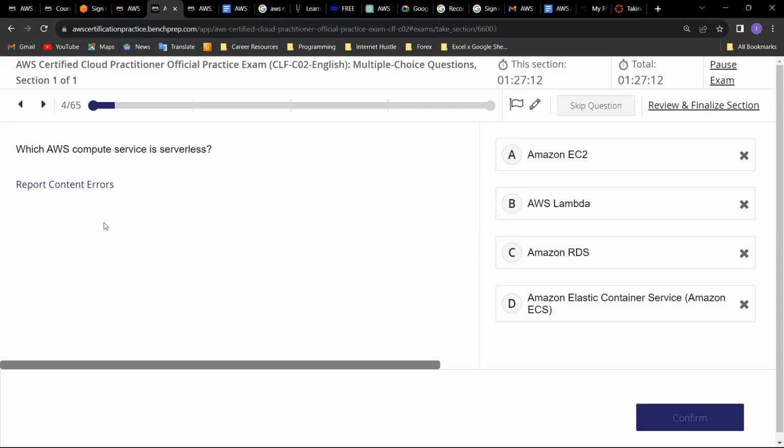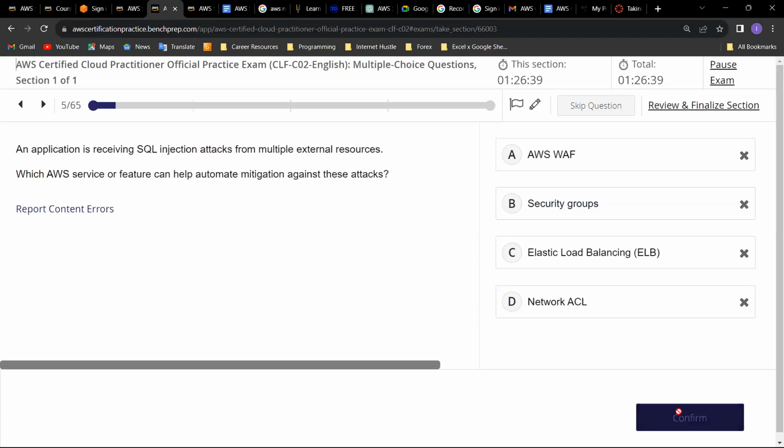Which AWS compute service is serverless? AWS X-Ray. So yes, B is the majority.